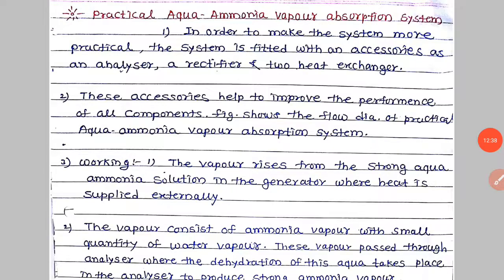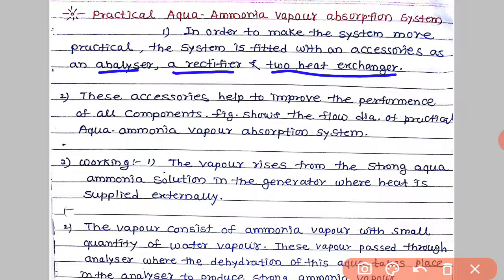Now we will see the practical aqua ammonia vapor absorption system in detail. In order to make this system more practical, the system is fitted with accessories. There are different accessories. The first one is the analyzer, the second one is the rectifier, and the third is two heat exchangers. So what is the function of those accessories? The accessories help to improve the performance of the system. The figure shows all components of the practical aqua ammonia vapor absorption system.